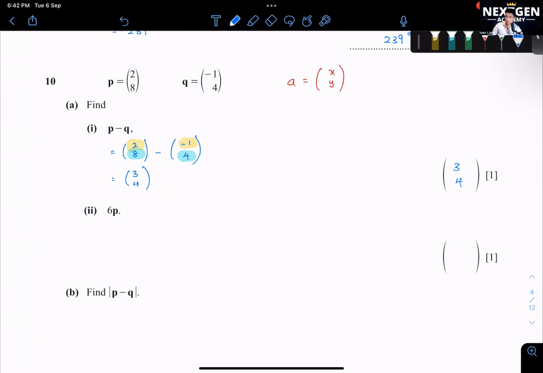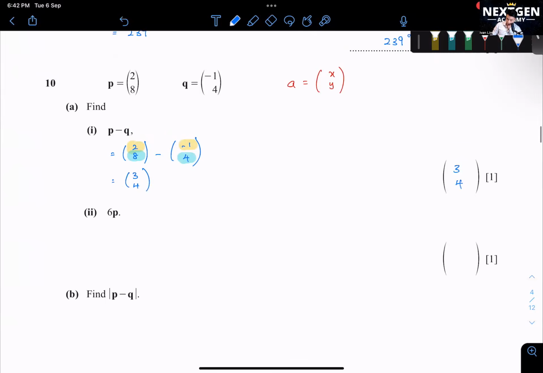Okay, 6p. 6p will be what? 6 times (2, 8). This one, be careful. I see some of you only multiply the top value. This is not a fraction. This is a column vector. So if I have 3 terms here, it all needs to be multiplied by 3. So this one, 6 times 2, 6 times 8. That's all. So 12, and 48.